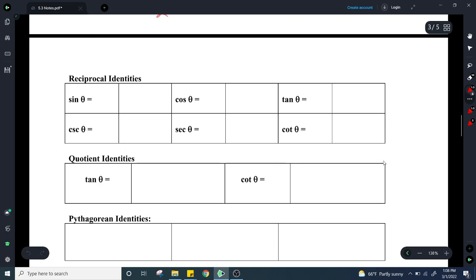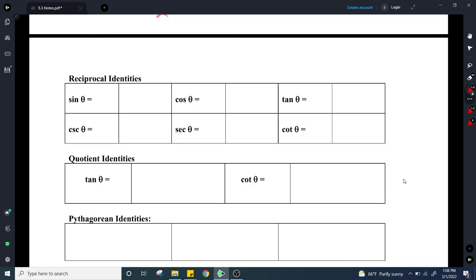All right, let's finish up section 5.3. And so we looked at some special values that show up on what's called the unit circle, which we'll talk about in class tomorrow. But I also want to get into in this section a few different identities. So these identities are going to come up several times during this unit and the next unit. So you're going to want to be really familiar with these.